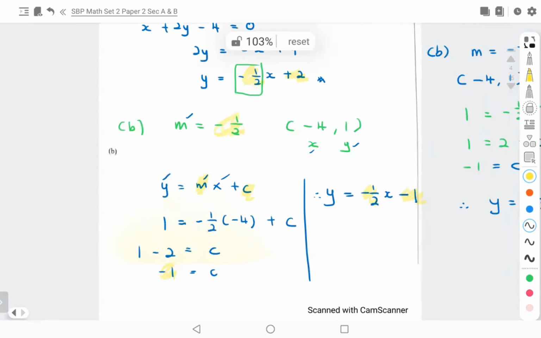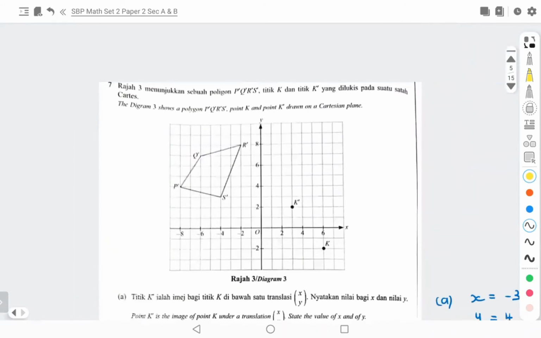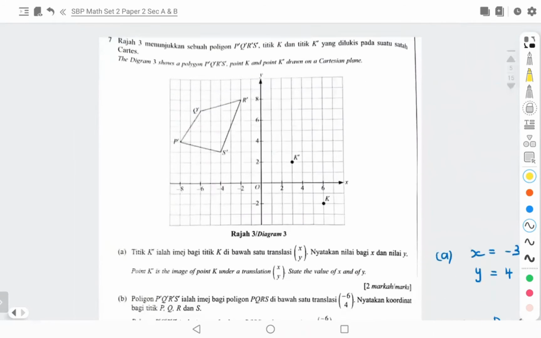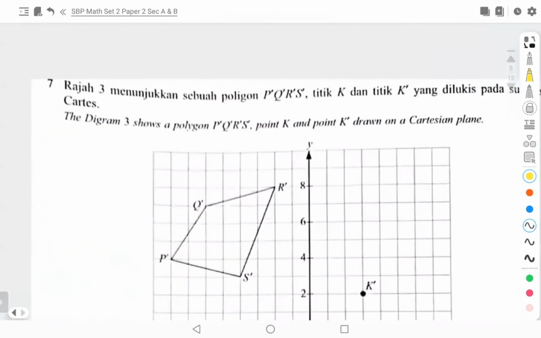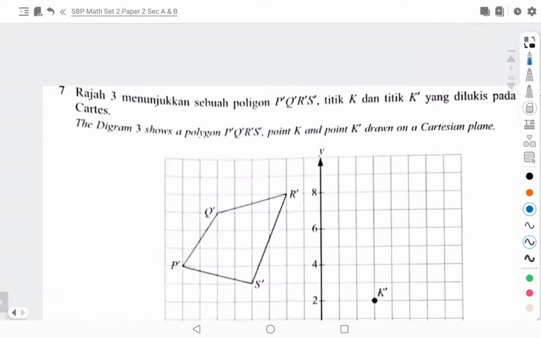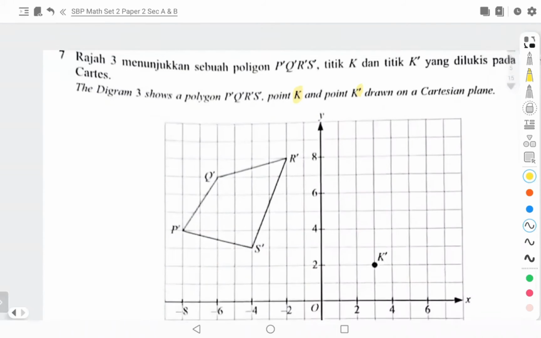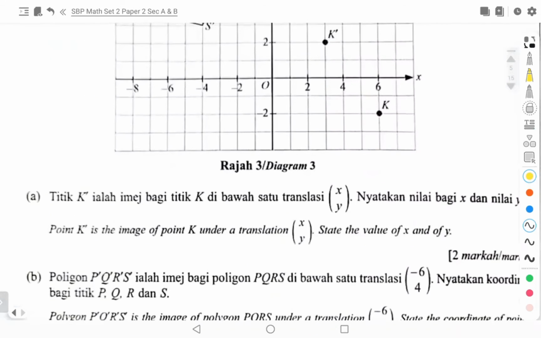Okay, that's number 4. Sorry, number 7 already. Okay, number 7. So just a simple revision here. If you look at the questions here, the alphabet with apostrophe is the image of the original. If you see the letter without anything, that's the original object. With apostrophe is the image. So point K apostrophe is the image of point K under a translation. Then this is the column vector. So you need to state the value of X and Y.